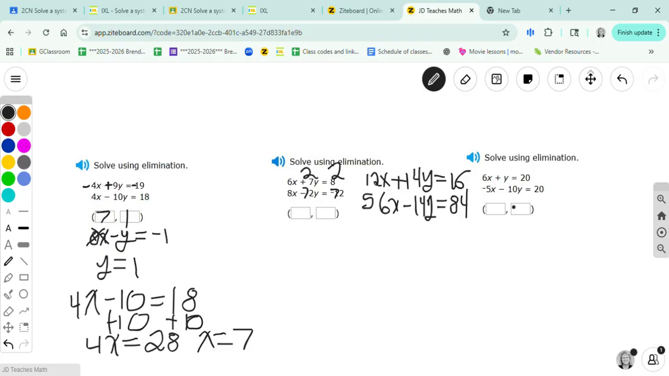So, we now have two equations that have something in common. So, let's add these equations together. We get 56. Sorry, this should be a negative 84 because there's a negative there. So we have 56 plus 12. That's going to give me 68x.